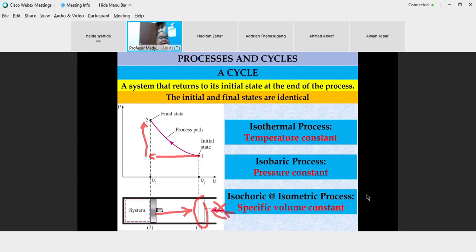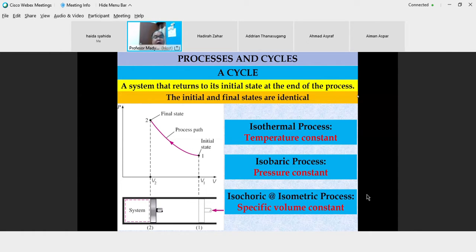Thermal is related to temperature. Iso means constant. So isothermal process means constant temperature. Bar is the unit of pressure. Iso is constant, so constant pressure is the isobaric process. And then isochoric, like Clorox. You remember the Clorox that your mom used to wash clothes. Iso is constant, so it is known as constant specific volume, or just constant volume. So those are the terminologies for cycles.